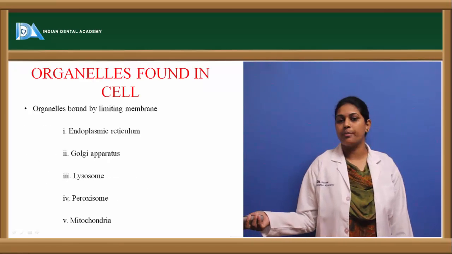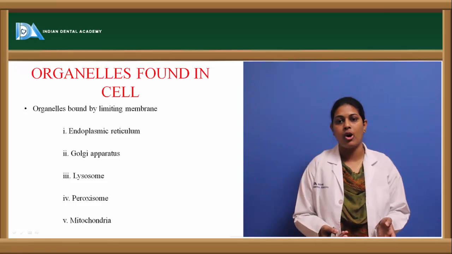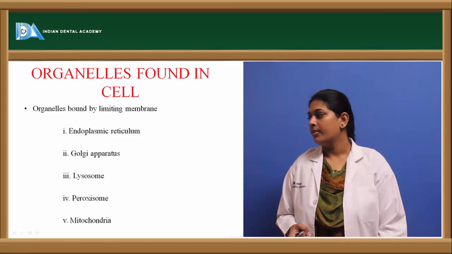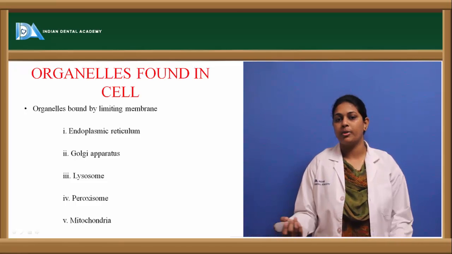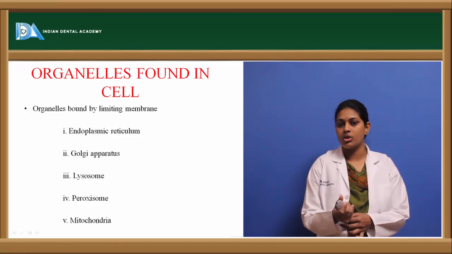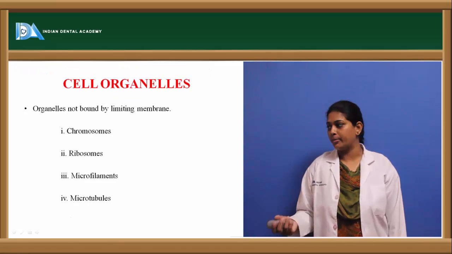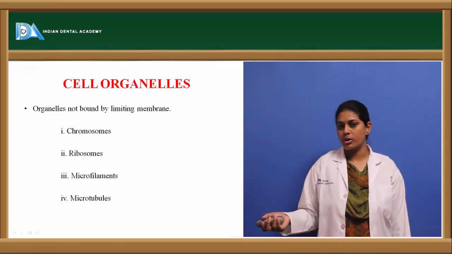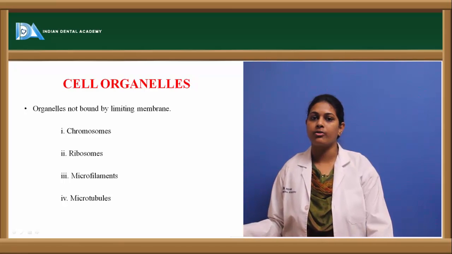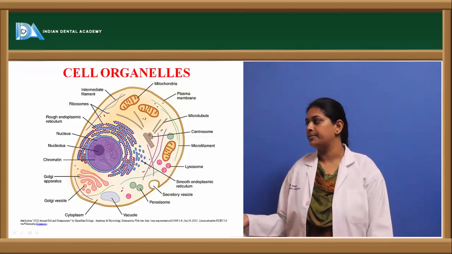So the organelles which are bound by the limiting membrane, that is where they have a proper cell envelope or a nicely well-developed plasma membrane, cell membrane. These organelles are the endoplasmic reticulum, Golgi apparatus, ribosomes, lysosomes, peroxisomes, and mitochondria. The organelles which are not bound by the limiting membrane are the chromosomes, ribosomes, microtubules, and microfilaments. Microtubules and microfilaments are the structures which make up the cytoskeleton of the cell.